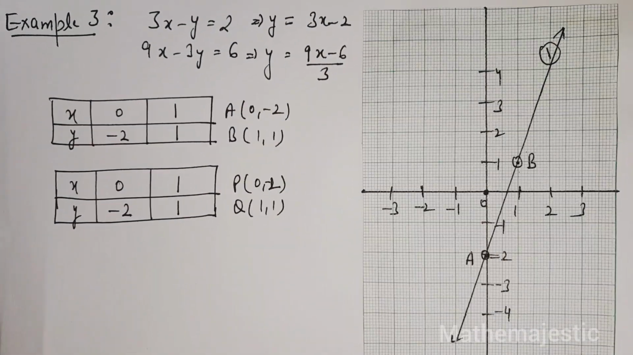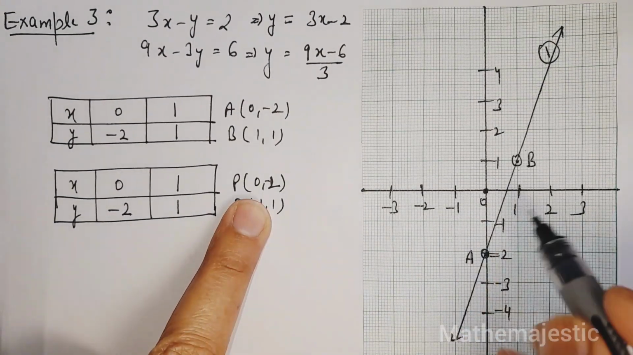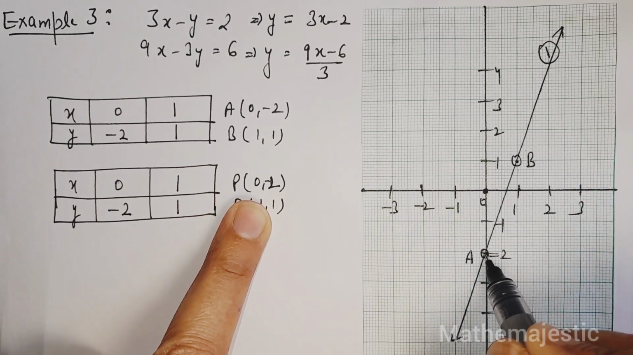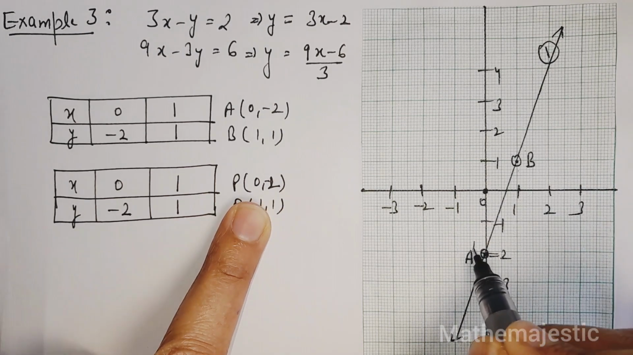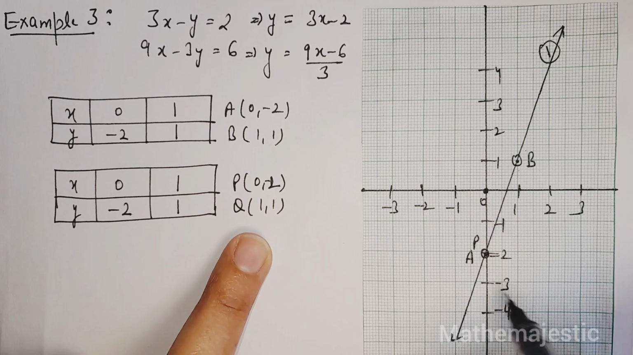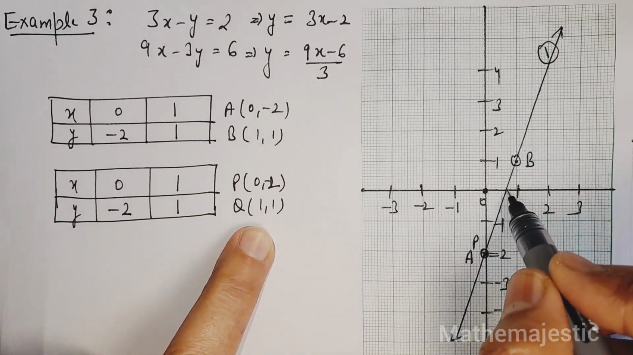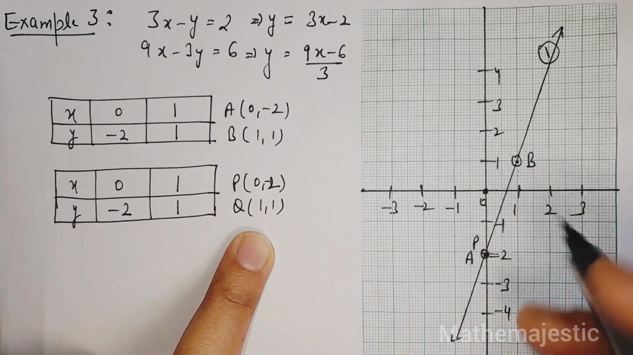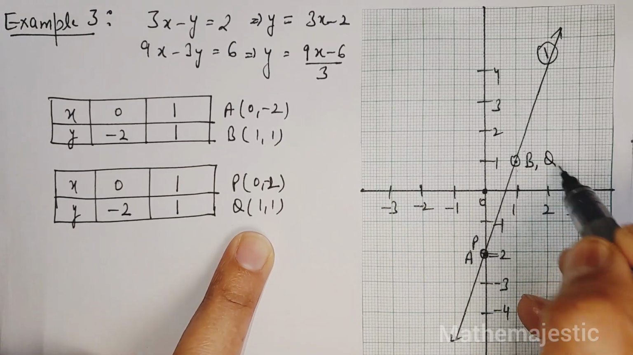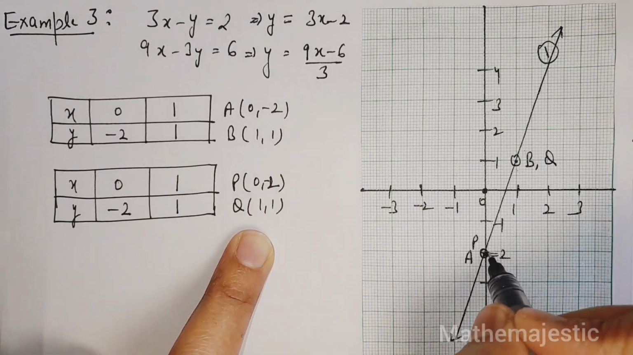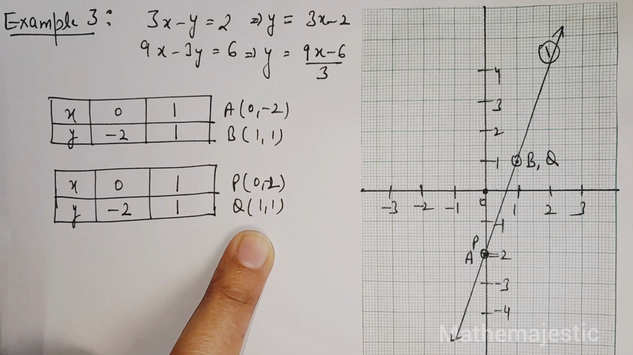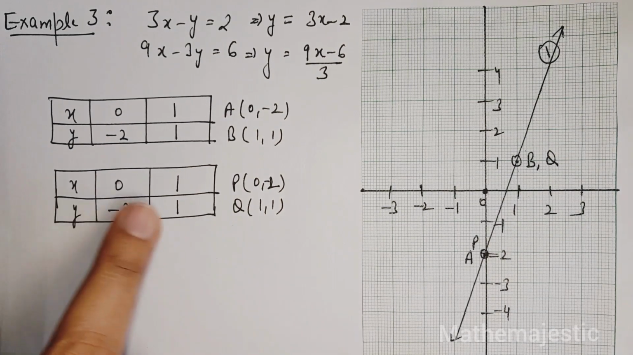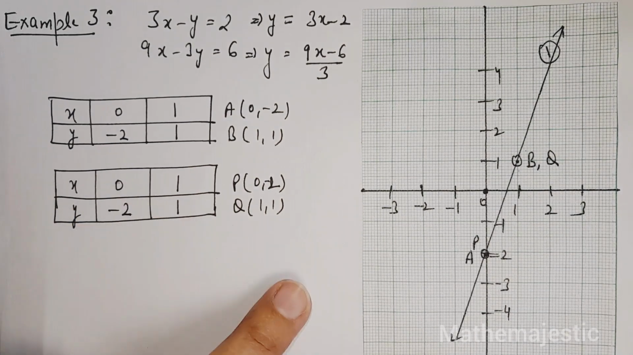Now for the second equation, the first point is x 0 and y minus 2, that is the same, so this is point P as well as A. And Q (1, 1), that means xQ is 1 and yQ is 1, you will find out that we got both the points similar. So this is B as well as Q. So if we join them again, it will also be the same straight line.